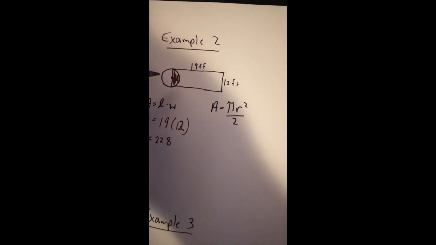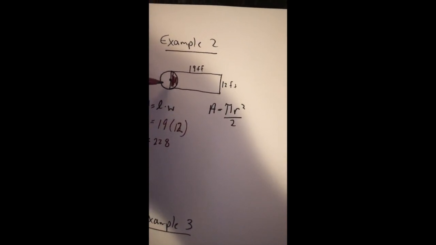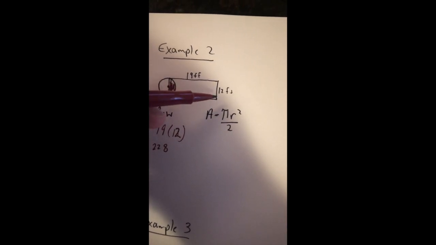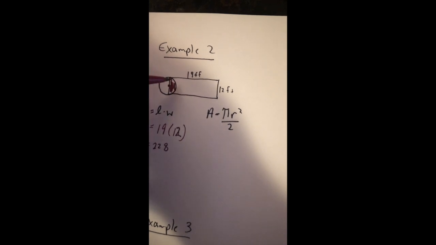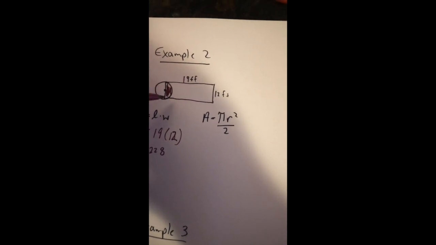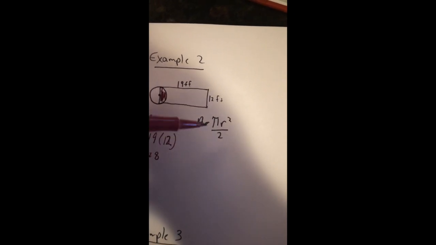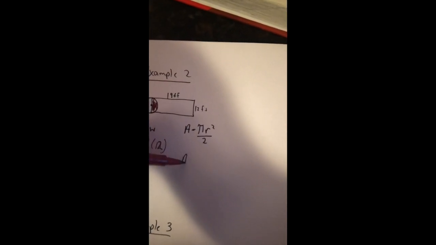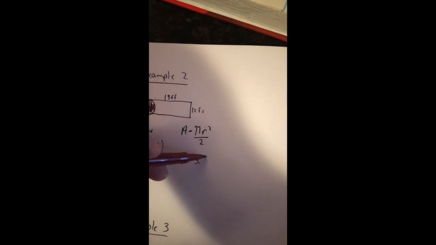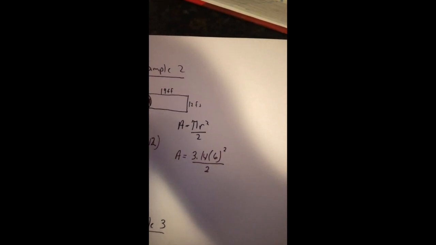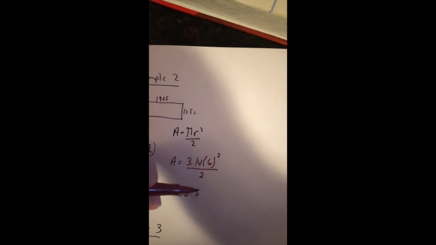And then we have this semicircle over here. As you can see, the radius is going to be 6 because the diameter here, it's a rectangle, right? So this diameter over here of the circle is going to be 12, so the radius is 6. We can put that in, 3.14 times 6 squared over 2. When you simplify that, you get 56.52.